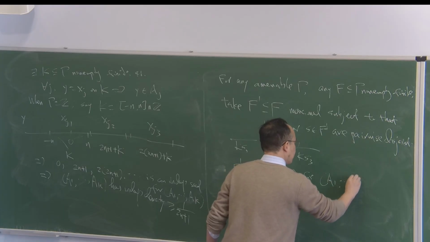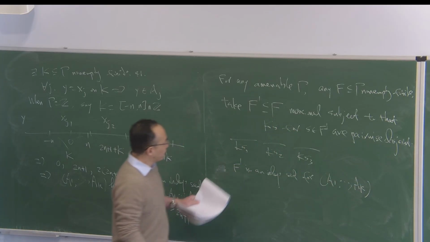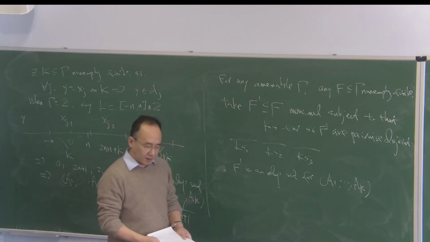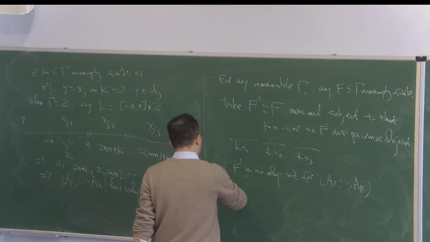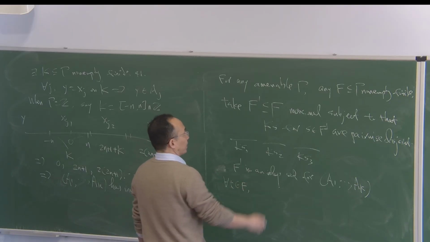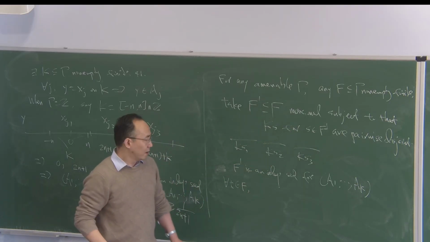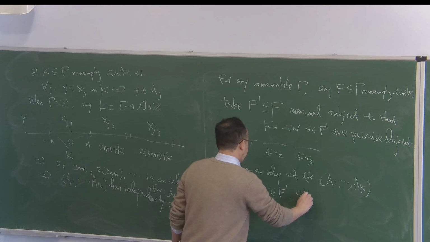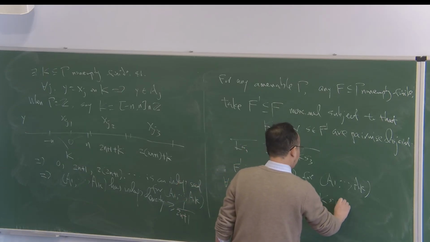A1. But how large is f prime? We need to know the size of f prime divided by the size of f. What you do is that for any t in f, because f prime is chosen maximally, there must be some s in f prime such that ks intersects with kt.